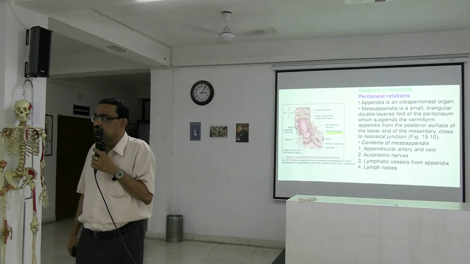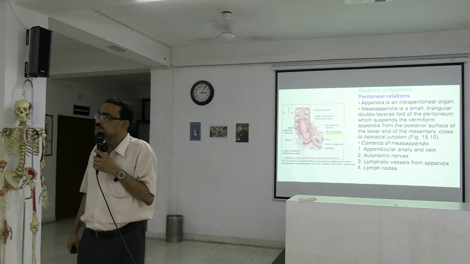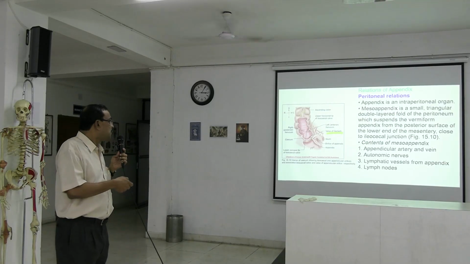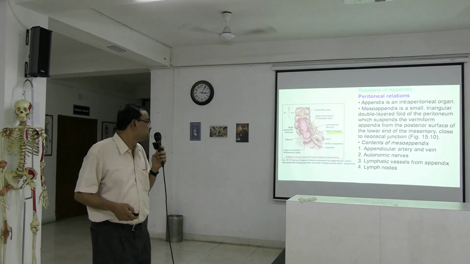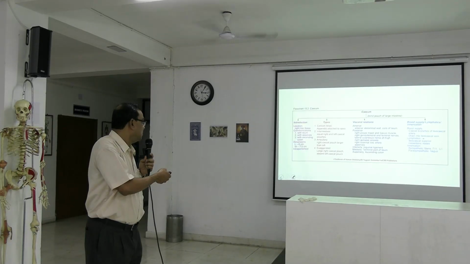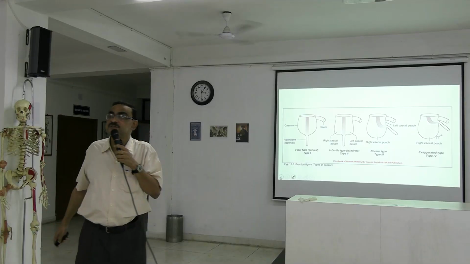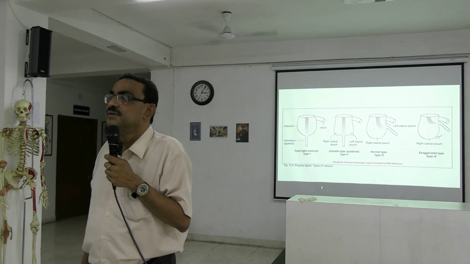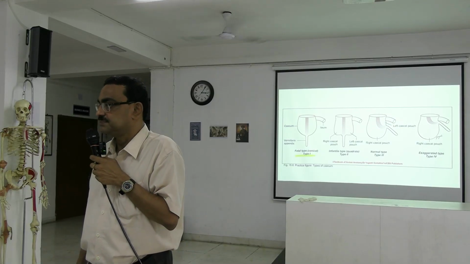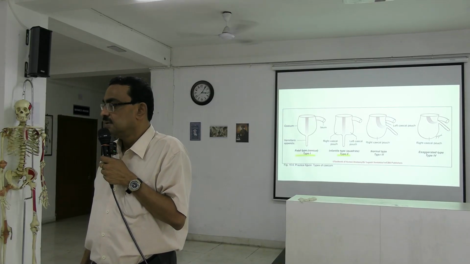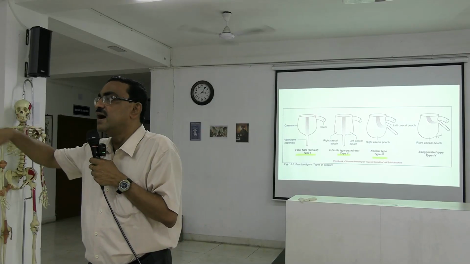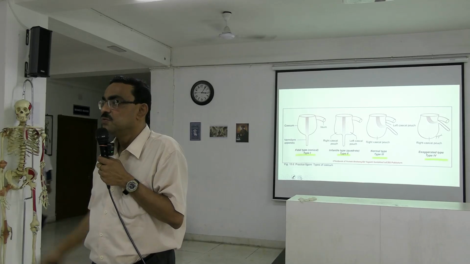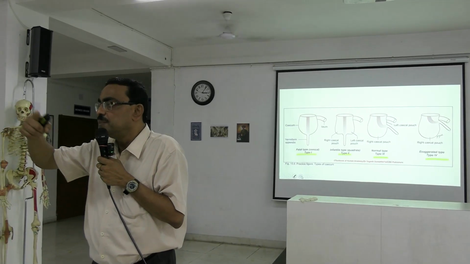One is valve of Talpius and valve of Jarlach. Now about the different types of cecum. Cecum actually develops from the midgut. There is a U-shaped midgut during its development, which has got proximal loop and distal loop.